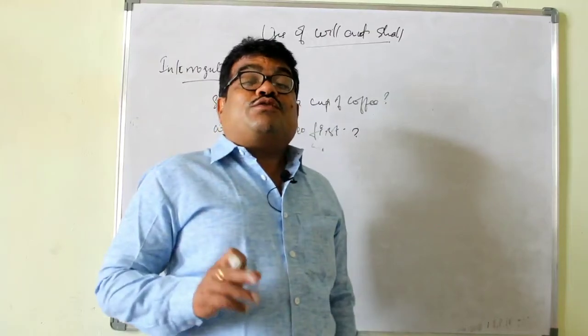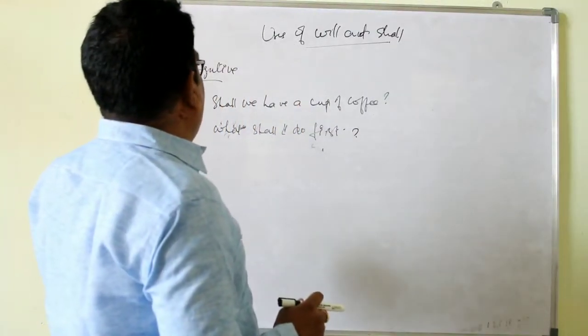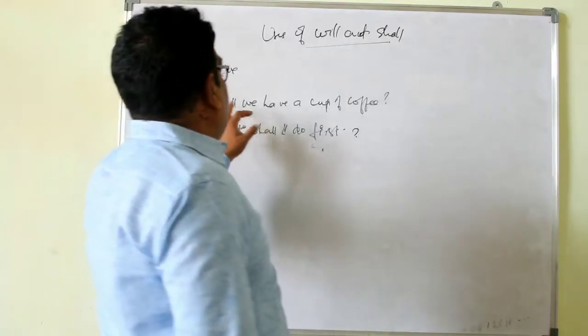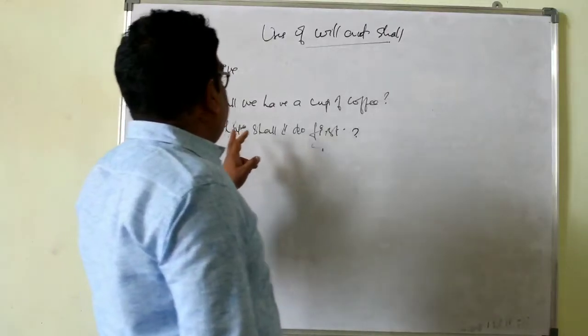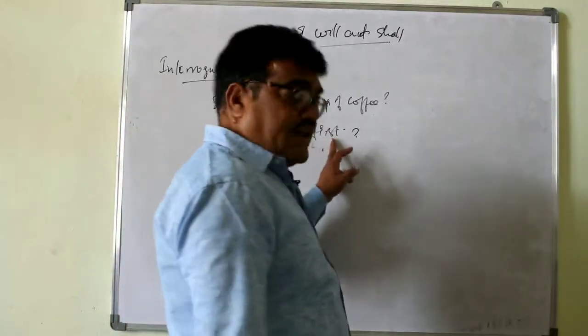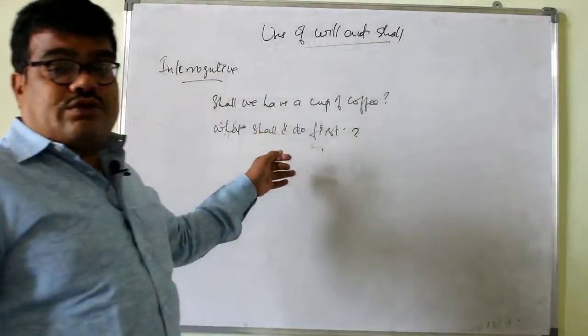Shall is used for interrogative sentences. Mind you, here are two examples. Shall we have a cup of coffee? Another example: what shall I do first? For interrogative sentences, shall is used.